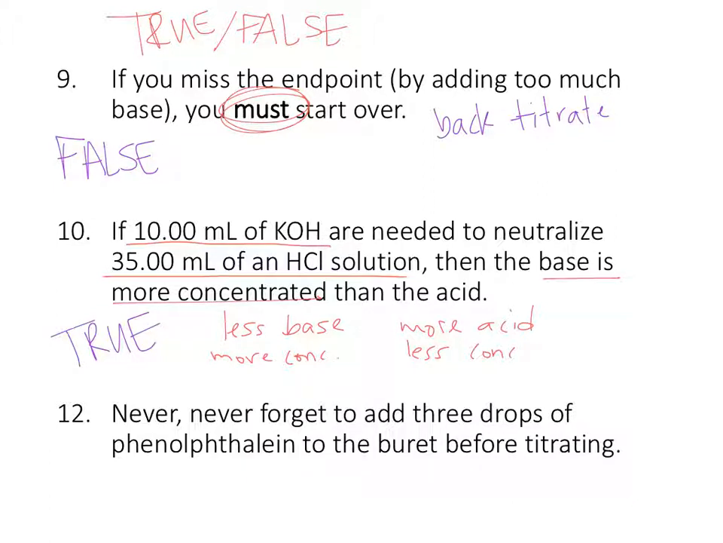Okay, look down at number 12. Never forget to add 3 drops of phenolphthalein to the burette before titrating. So never forget to add 3 drops of phenolphthalein is a true statement. Even though it's an absolute never forget, it's actually a true statement. But this is false, because it says to add the phenolphthalein to the burette, which is not true. You should be adding the phenolphthalein to the Erlenmeyer flask, not the burette itself. So it would have been true if it said, never forget to add 3 drops of phenolphthalein to the flask before titrating. But what makes it false is the burette statement.